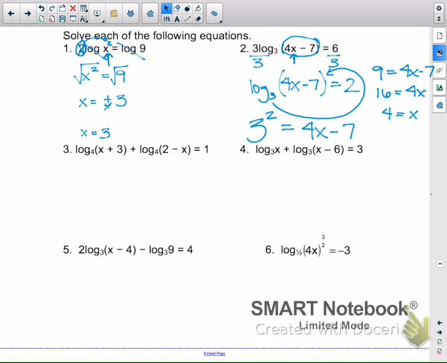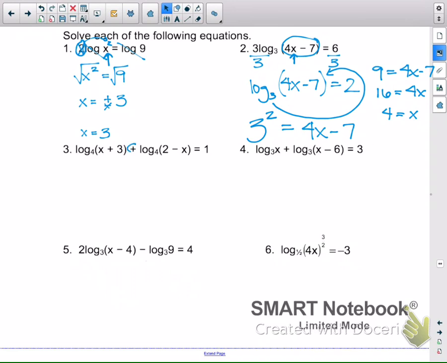The rest of these are going to be handled very similarly. We just have to go through the process of solving using our condensing rules. So that's why we spent that whole day talking about log rules and how to condense them. So for example, on question 3, before I do anything, I have 2 logs on the left. I can't keep 2 logs on the left. I've got to collapse it or condense it down to 1.